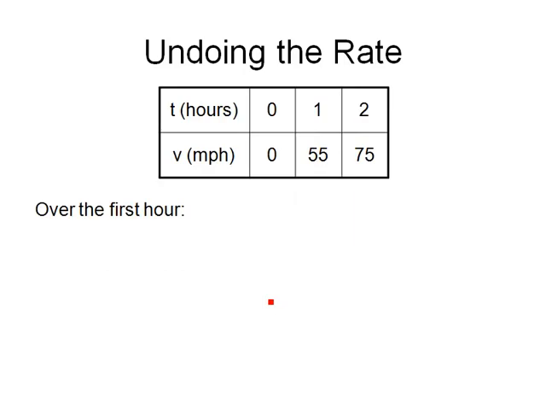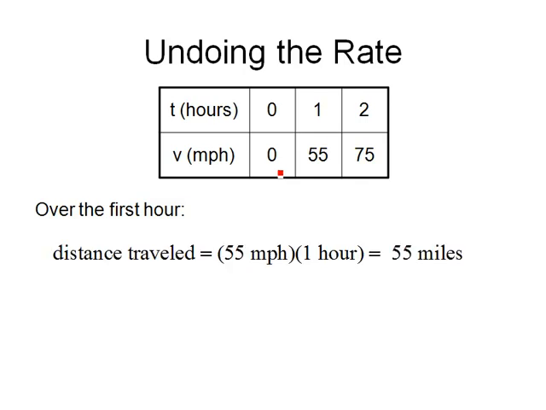So let's go ahead and talk about what's going to happen over the first hour. Over the first hour, I start from a speed of 0 miles per hour at time t equals 0, and after 1 hour, the speed is now 55 miles per hour. In between 0 and 1, we're assuming that we're going to have some other values for miles per hour, but those aren't known right now. So over the first hour, if I'm going 55 miles per hour for that entire hour, well, 55 miles per hour for 1 hour means I'm going to travel 55 miles.